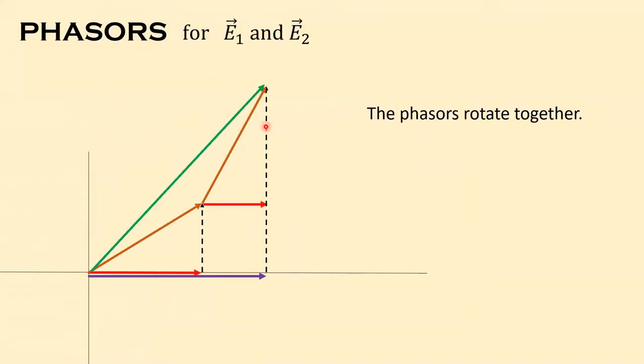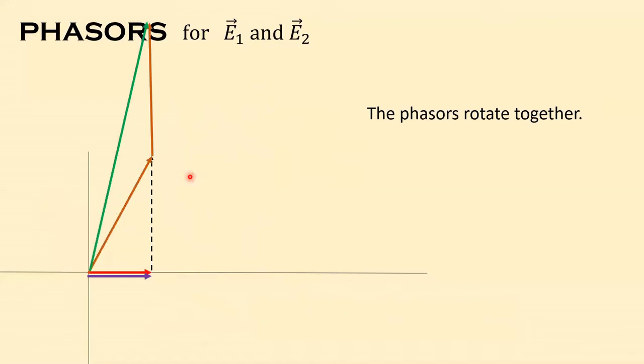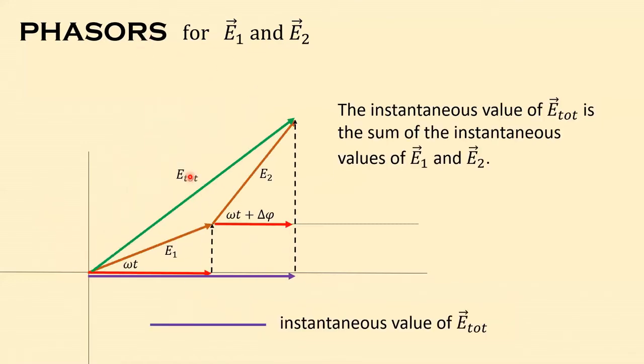So let me go back and do that again. Observe how the shape of the sum of the phasors doesn't change. Look at the relationship between the brown phasors and the green phasors. That doesn't change. It's just that the whole thing rotates. The other thing you should pay attention to is how the various horizontal projections change. Look at the projection of phasor E1, the projection of phasor E2, and also the purple one, which is the projection of the total phasor.